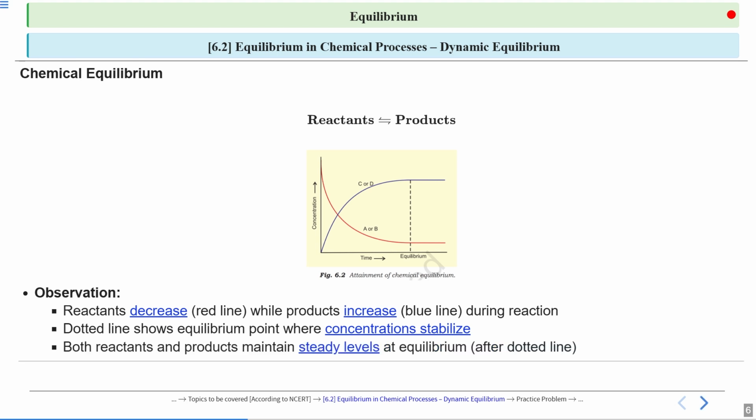Now, at equilibrium, what will happen? Obviously, we have told you that the rate of forward reaction and the rate of backward reaction will be equal. Now, if this is equal, that means the concentration of the reactant and the concentration of the product will not change with time. They will be at a steady level.